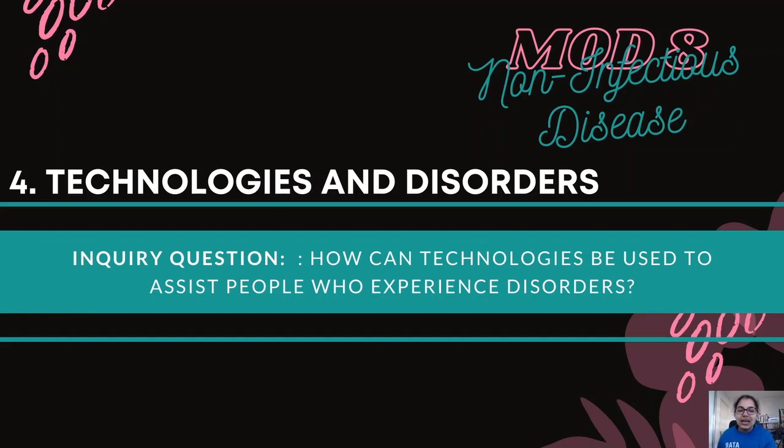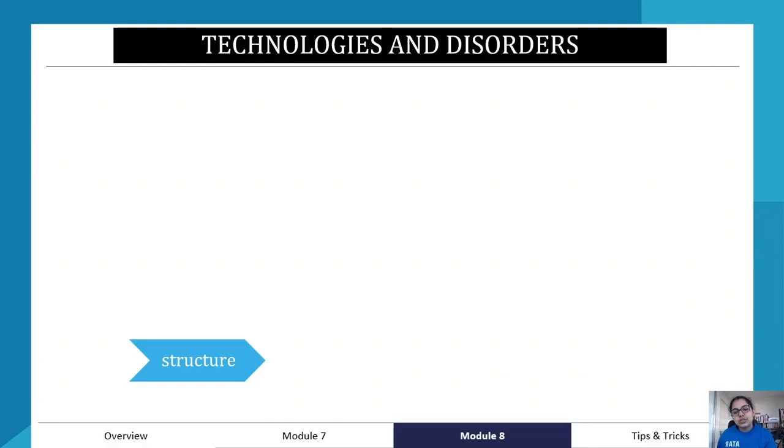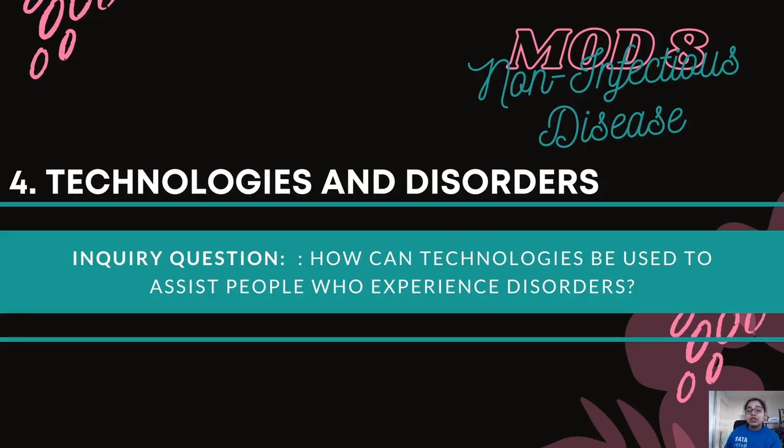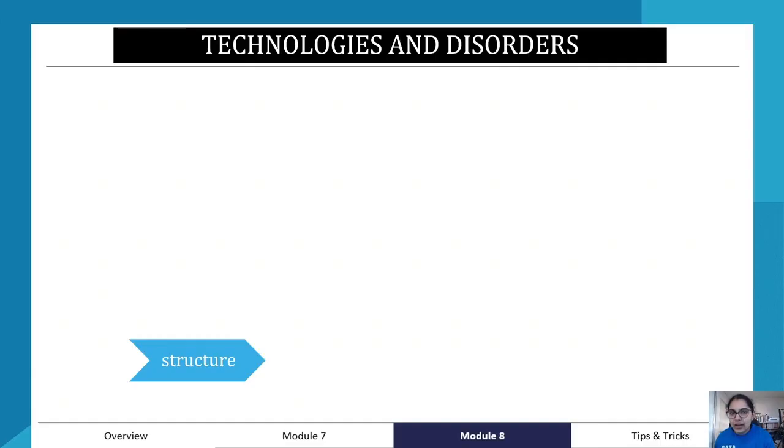Okay, this is the last part of the syllabus, so let's go through this, and please feel free to ask any questions. So, how can technologies be used to assist people who experience disorders? You can clearly see now where we are getting that link between Module 6 and Module 8, that we're now just looking at, okay, we know that these disorders have happened. How do we go about improving or rectifying that?